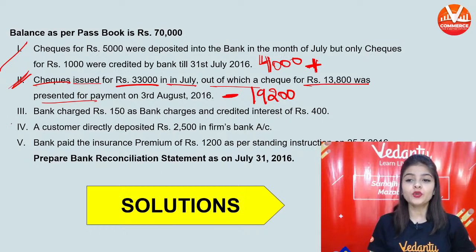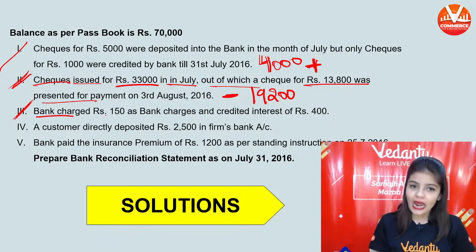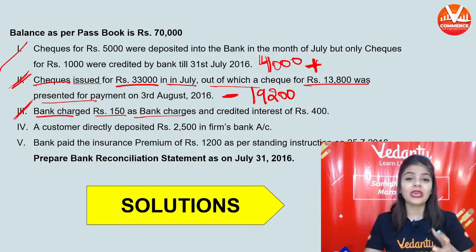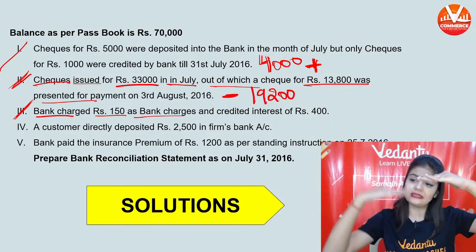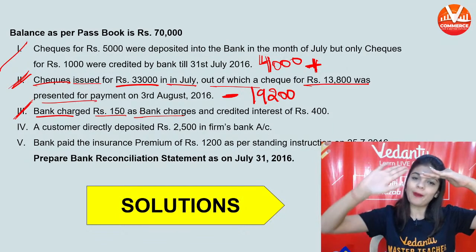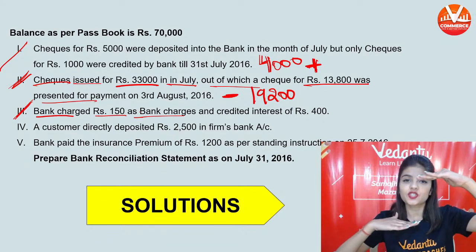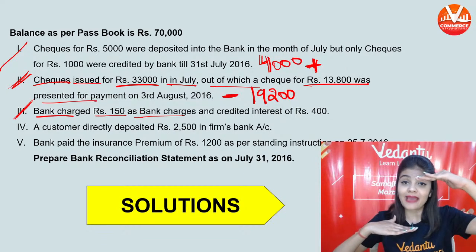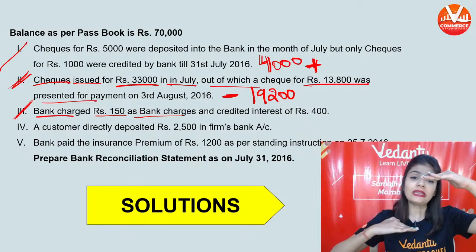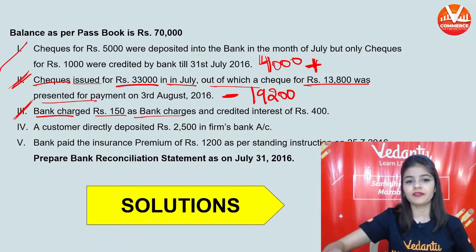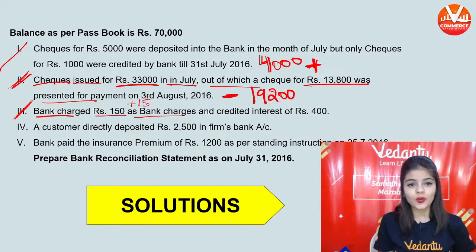So now coming on to the third transaction. The third transaction is bank charged 150 as bank charges. बैंक ने आपके पासबुक से माइनस कर दिए 150 as bank charges. Your passbook is decreased by 150 because bank has charged bank charges. अगर बैंक ने बैंक चार्जेस काटे, इसका मतलब पासबुक इज डिक्रीज्ड बाय 150. So in passbook, what you will do? In passbook, we will add 150.